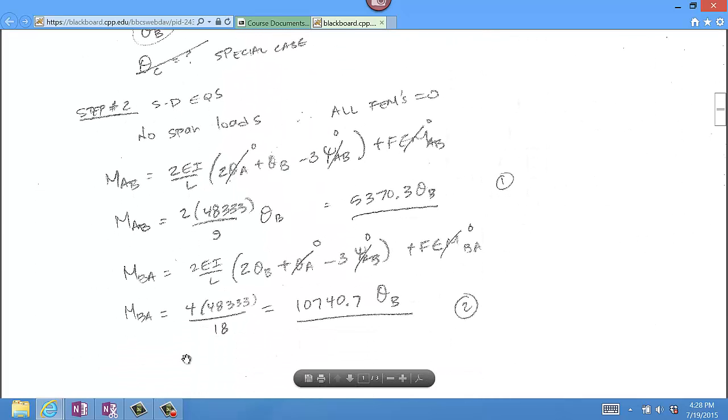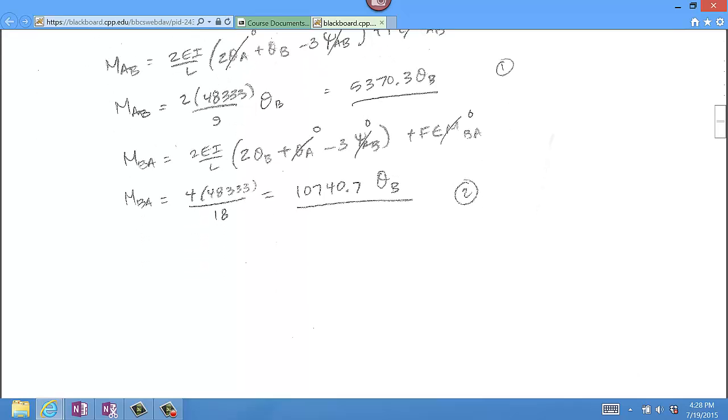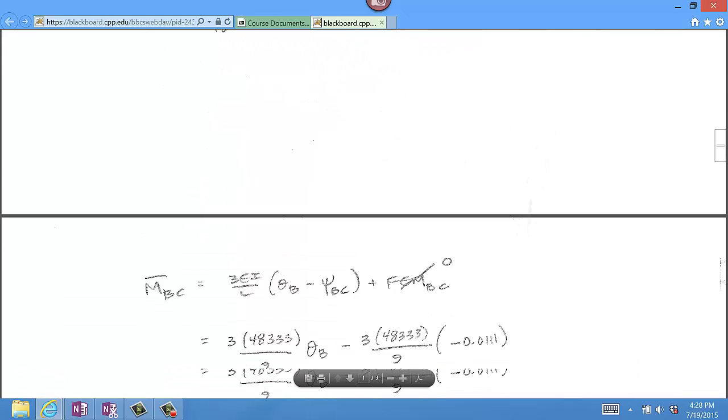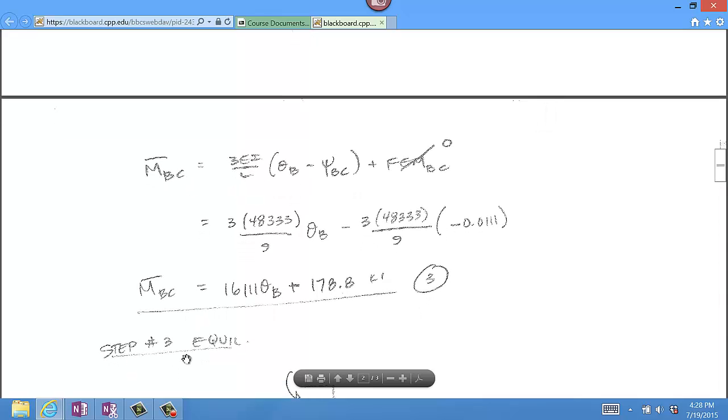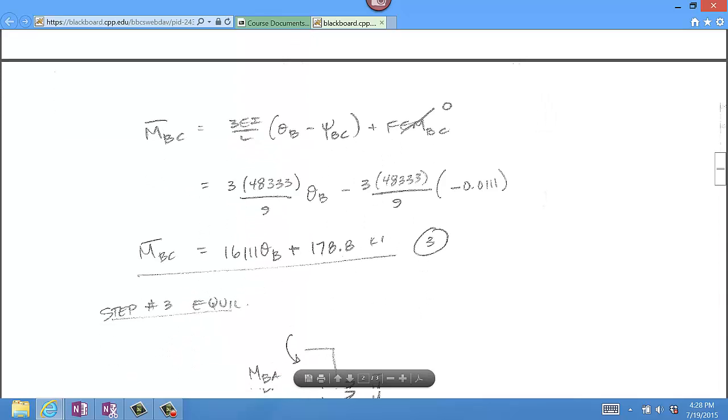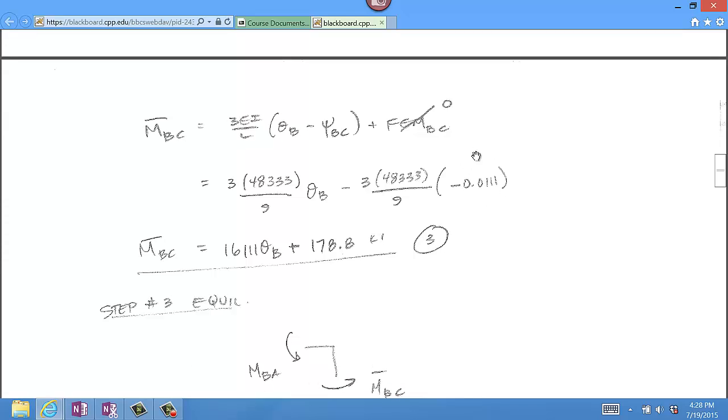So we have equation 1 simplified, and then we have another equation for MBA, and then we have the final equation for M bar BC, which shows the psi term there, psi BC. Okay, psi BC is on the far right over here, minus 0.0111. Then we look at joint equilibrium.